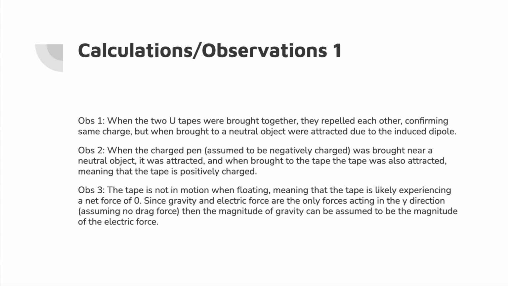Some of the observations made are that when the two tapes were brought together, they repelled each other, confirming same charge, but when brought to a neutral object, they were attracted due to the induced dipole. When the charged tape, assumed to be negatively charged, was brought near a neutral object, it was attracted, and when the pen was brought to the tape it was also attracted, meaning the tape is likely positively charged. The tape is not in motion when floating, meaning that the tape is likely experiencing a net force of 0. Since gravity and electric force are the only ones acting in the y direction, the magnitude of gravity can be assumed to be the magnitude of electric force as well.